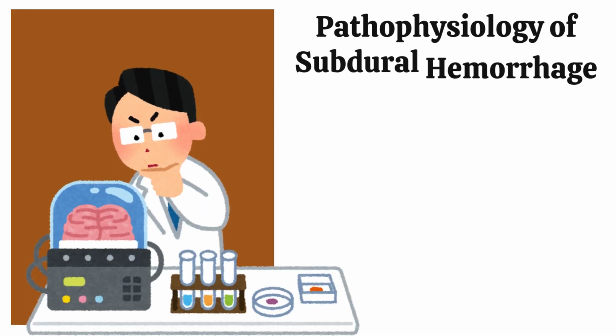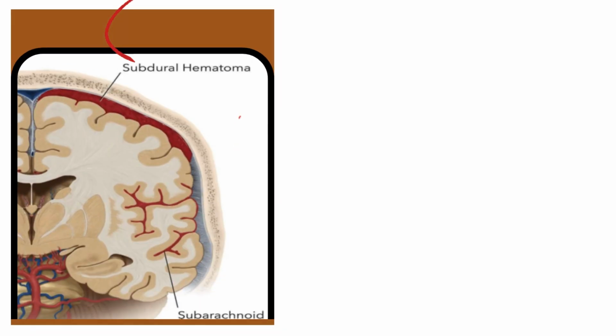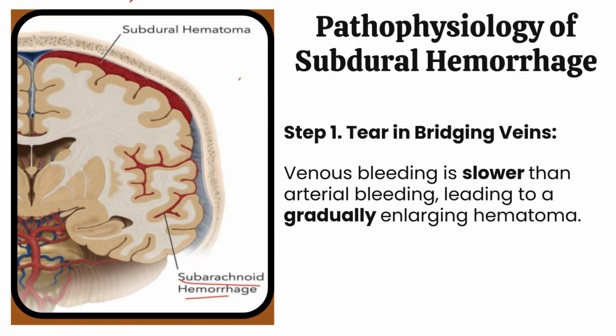What is the pathophysiology of subdural hemorrhage? It has the following mechanism. Step 1. Tear in bridging veins. Venous bleeding is slower than arterial bleeding, leading to a gradually enlarging hematoma.